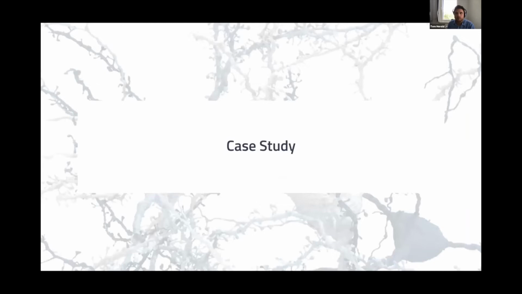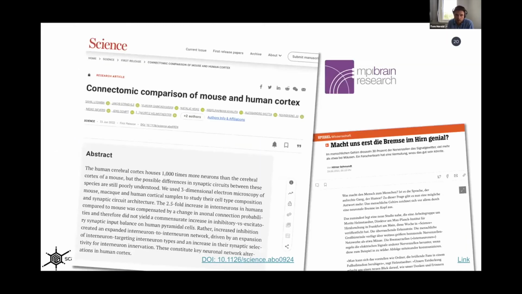So with this little overview of webKnossos and some of its features, I want to turn my attention to a case study. We have very good timing on that. Just this week, together with the Max Planck Institute for Brain Research in Frankfurt, we published a paper on connectomic comparison of mouse and human cortex. Their particular field of research is connectomics, so the reconstruction of neurons and their interconnection and so on.